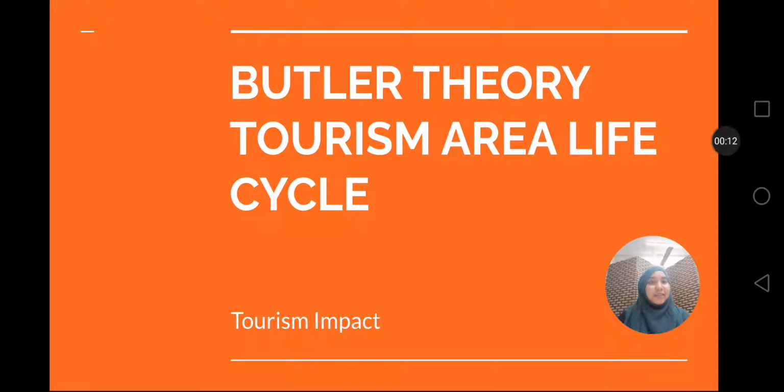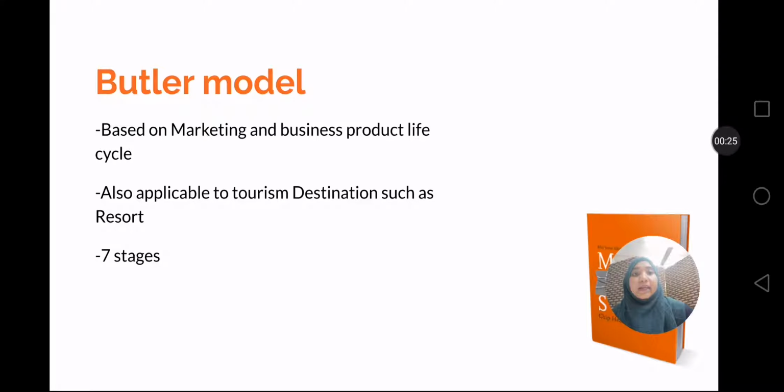Today we are going to present to you on Butler theory, tourism area life cycle. This is actually our second assignment for TLC of Malacca. So it is very beneficial if you could pay a little bit more attention.